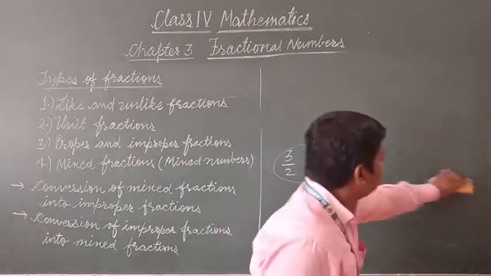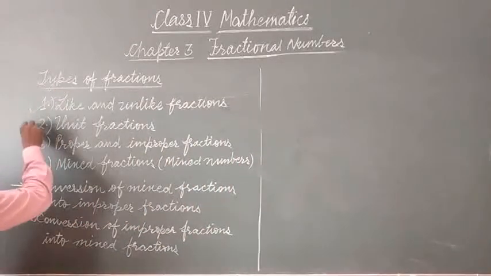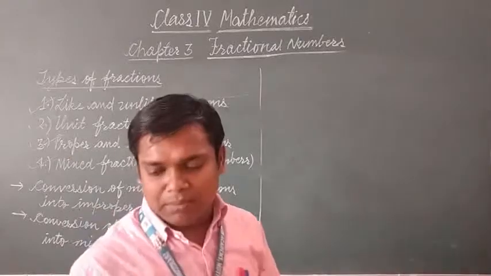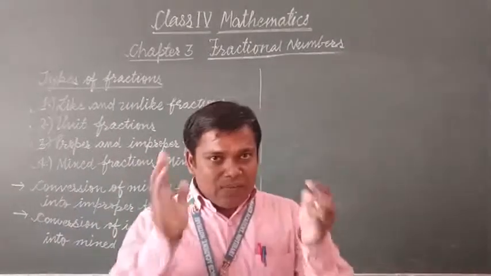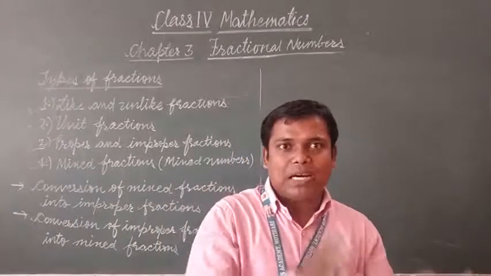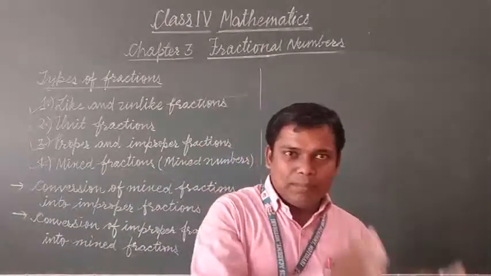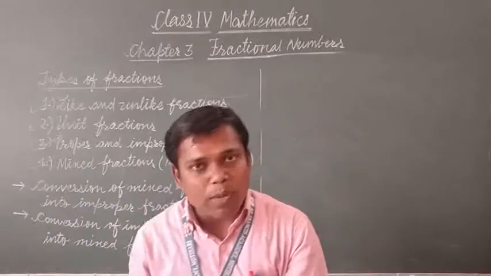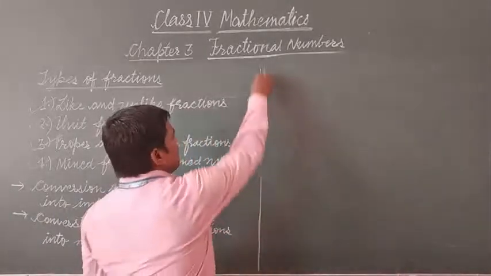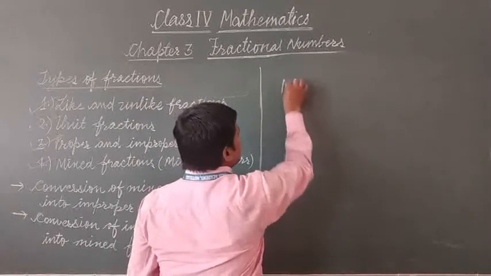The next type is mixed fractions. I discussed with you like and unlike, unit, proper, improper. Now I am going to discuss mixed fractions or mixed numbers. The definition of mixed fraction is that a fraction which is a combination of a whole number and a proper fraction is called a mixed fraction. Means if we have a combination, we represent mixed fractions like this.